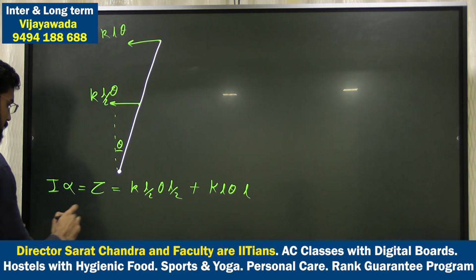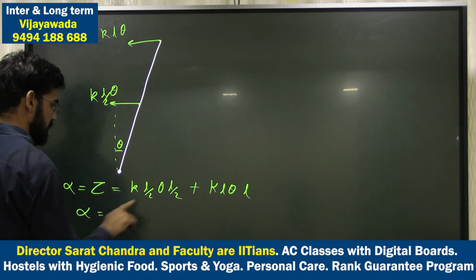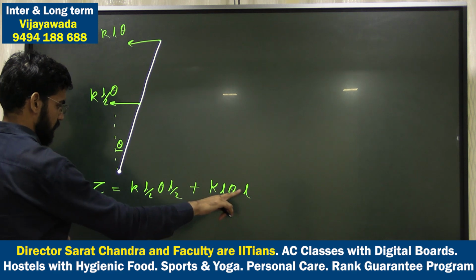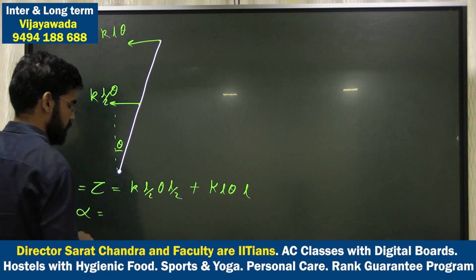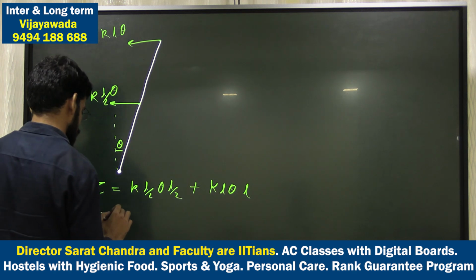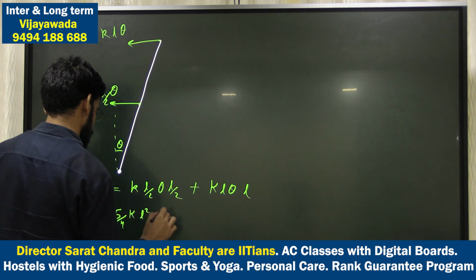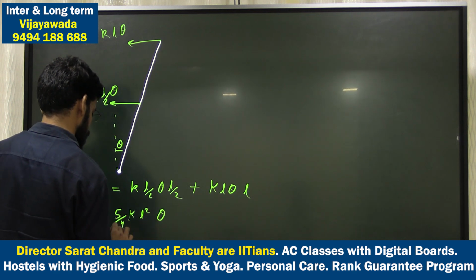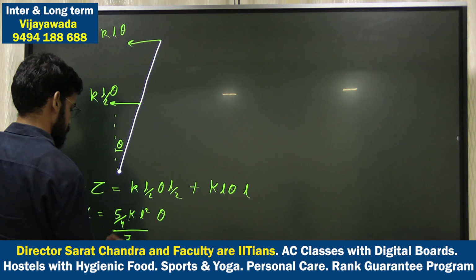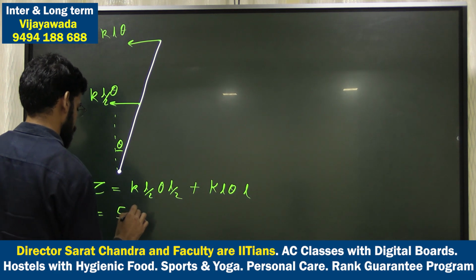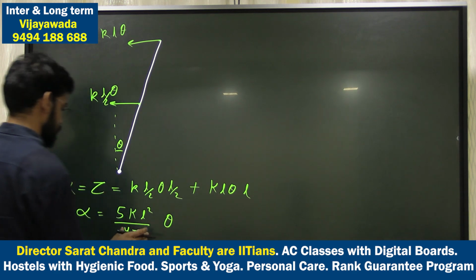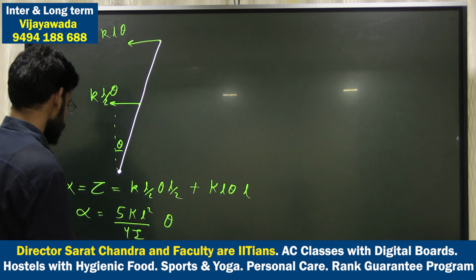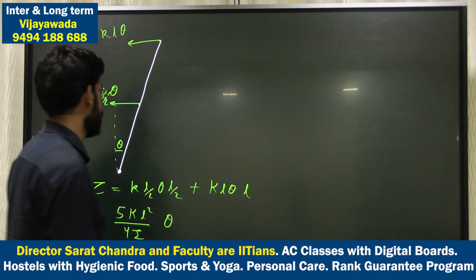From here, how much does alpha come? Taking theta outside, K L square by 4, and here K L square, so this will come to 5 by 4 K L square theta divided by I. So I can say this is 5 K L square by 4I into theta. This is your omega square. Leave it here only currently.